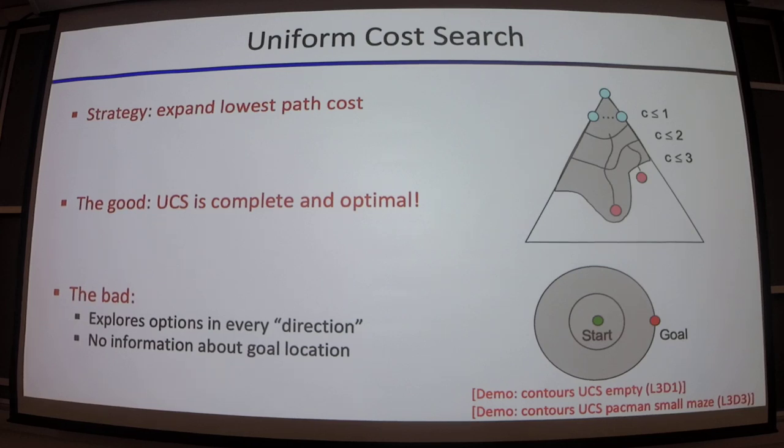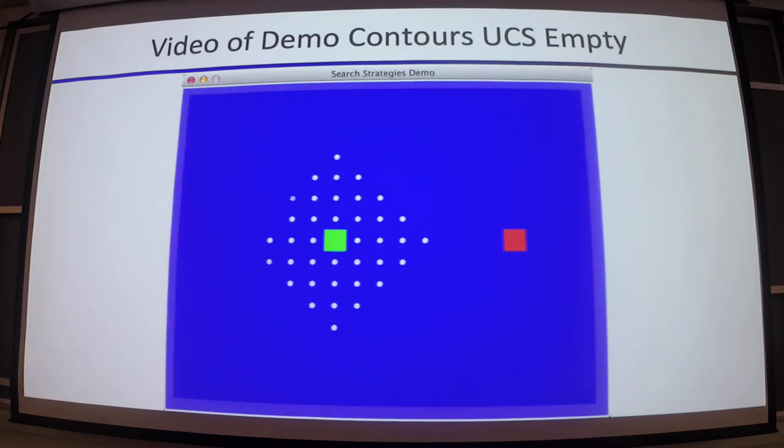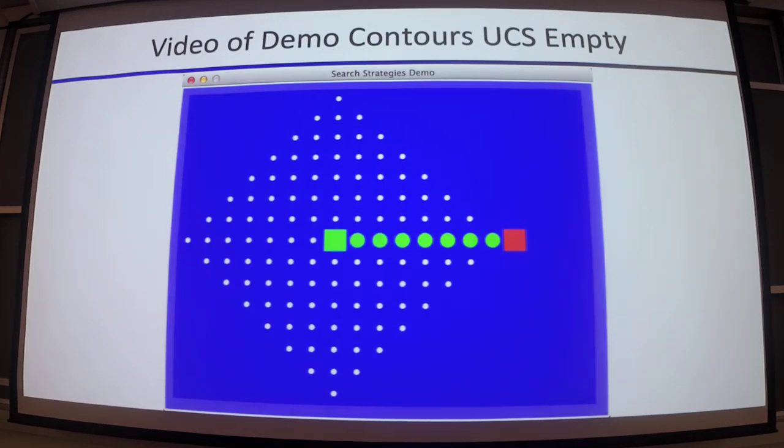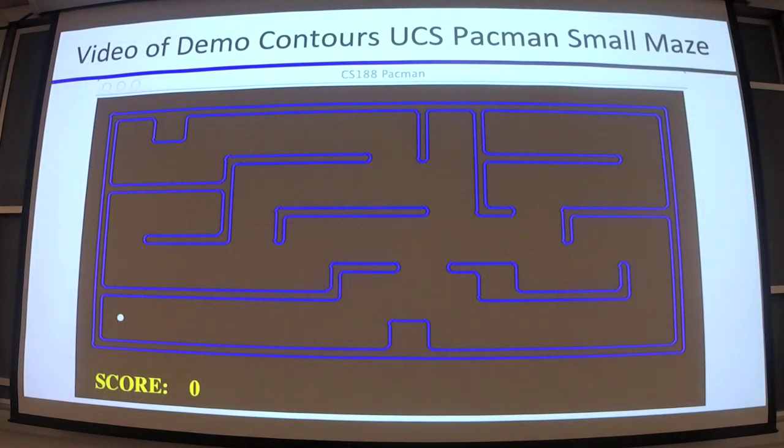But we mentioned that there might be something bad about that, and that's that you can explore options in every direction. There's no information in your exploration strategy about where the goal is, but that's not always the case. You might have some intuition behind where the goal is. So let's look at this problem here. This is just like last time, except there are no obstacles. Everything's the same cost. So that's how uniform cost search works, and it's expanding in this cost sphere. In this case, you're looking at Manhattan distance, so it looks like a square in this space, but that's really a cost sphere. How does it look in a more complicated problem with, say, Pac-Man?